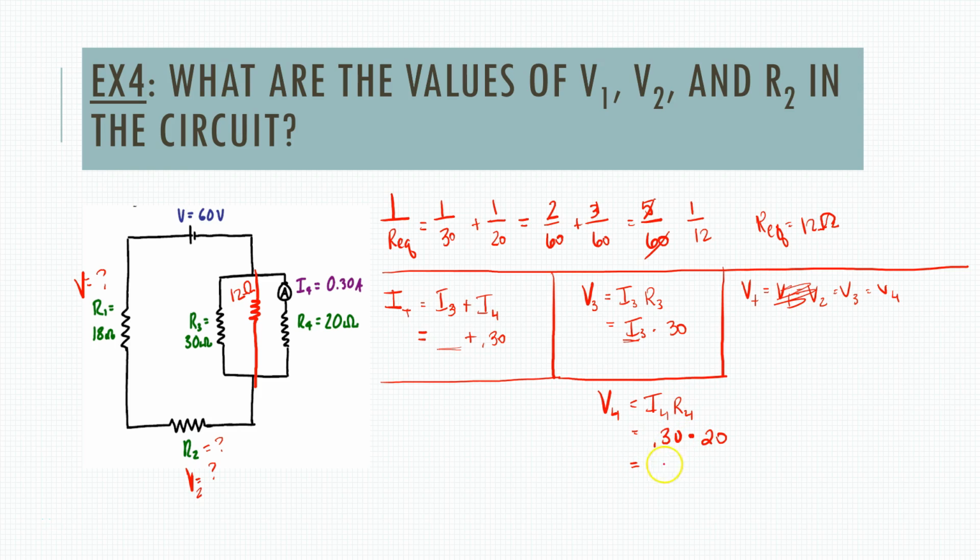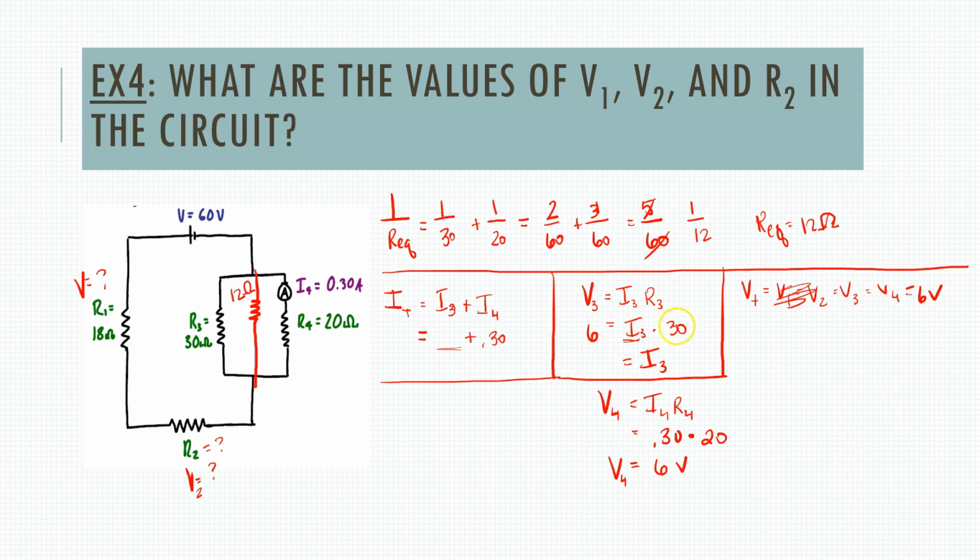0.30 times 20 is 6. This only has one sig fig, so we're good just taking it forward as this. So what I now know is that if the voltage of 4 is 6, then the voltage of 3 is also 6 volts. Now, we haven't answered a single question yet that we set out to get. Isn't that sad? So now I can solve for I3.